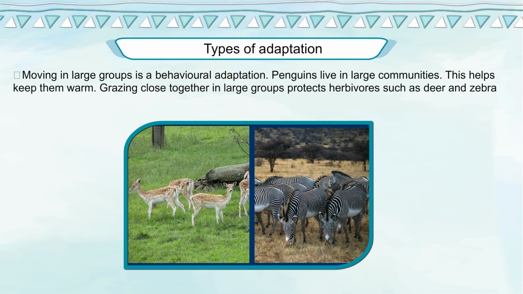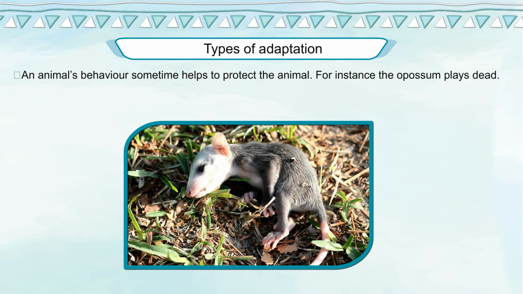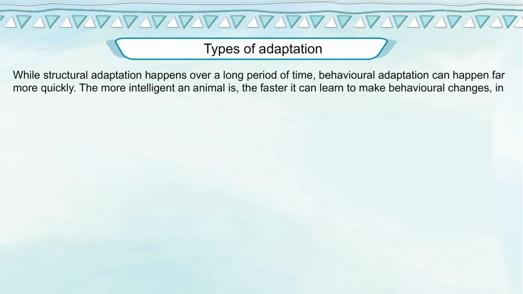Grazing close together in large groups protects herbivores such as deer and zebra from predators. An animal's behavior sometimes helps to protect the animal. For instance, the opossum plays dead. While structural adaptation happens over a long period of time, behavioral adaptation can happen far more quickly. The more intelligent an animal is, the faster it can learn to make behavioral changes in order to survive.